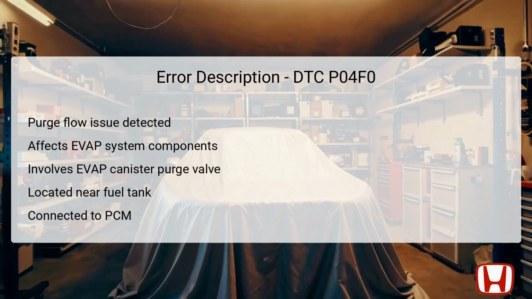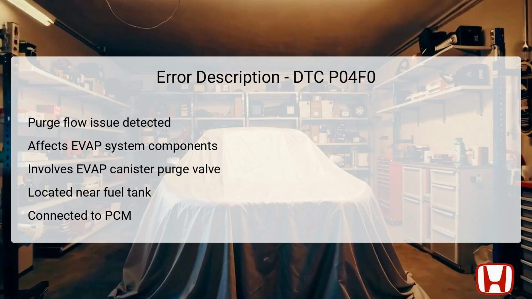The DTC P04F0 signifies that there's an incorrect purge flow detected within the EVAP system. This situation often arises when the EVAP canister purge valve is functioning correctly, but the expected flow of vapors is not realized during pressure tests. Specifically, the PCM, or Powertrain Control Module, monitors the flow of fuel vapors and triggers this DTC when discrepancies are noticed in the expected operation.